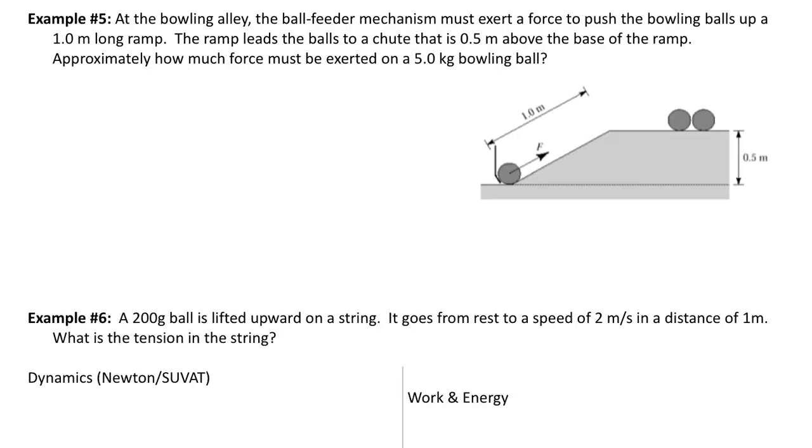Hey everybody, we're going to look at a couple more conservation of energy questions here. The first one, we have a bowling alley and we have a ball that's at the bottom. The ball feeder mechanism is going to push it up the ramp there so that it gets up to the top. It does give us the length of the ramp, and it also tells us that the chute is 0.5 meters above the base.